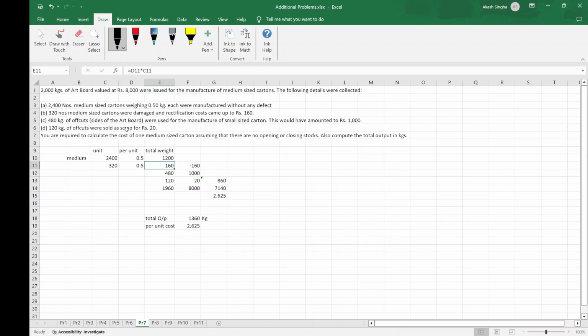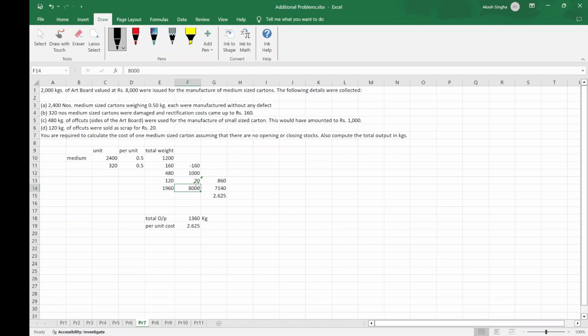480 kgs of offcuts of cardboard were used for manufacturing small-sized cartons. This would have amounted to rupees 1,000. So 480 again weighs 1,000. We got it from that. And 120 was sold as scrap for 20. Okay, now the total of it is 1960. So the 40 is loss, abnormal loss, I guess. And total board is issued at 8,000.